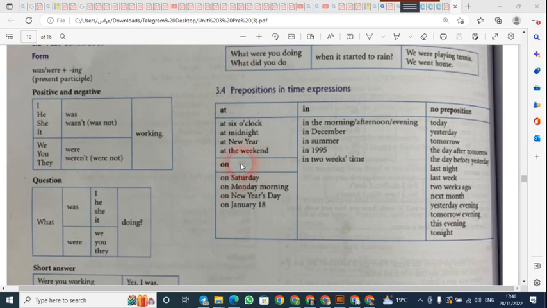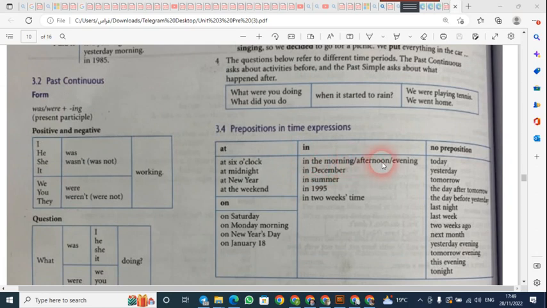On is used with days مع الأيام. On Saturday, on Monday, on Friday. You have Headway lecture on Tuesday. Monday morning, and we say, عندما نقول صباح ونضيفها إلى يوم ومساء ونضيفها إلى يوم, we will say on. New Year's Day يوم السنة الجديدة. Here we said when we have only New Year, فقط New Year, we say at. When we have the day, we say on, and the day in addition New Year. On January 18 أيضا يوم يشار إليه بالشهر واليوم.